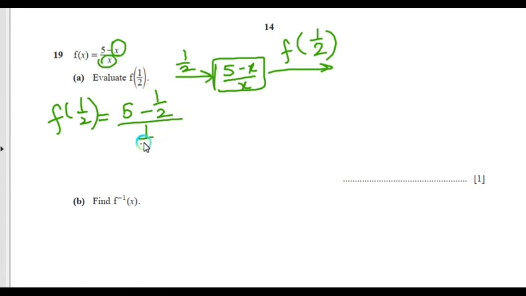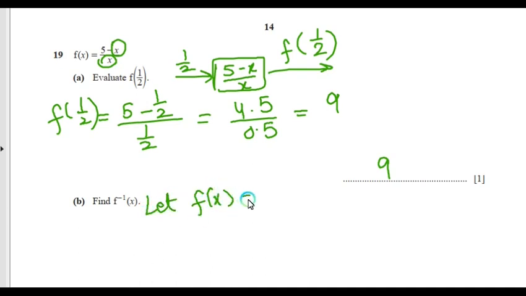Okay, the next part is question number 19. The function is given, f of x equals 5 minus x over x. Evaluate f of 1 over 2. It means we have to put this input value in the function. Say this is the function f of x, 5 minus x over x, and we are putting 1 by 2 in this, and this output is basically f of 1 over 2.